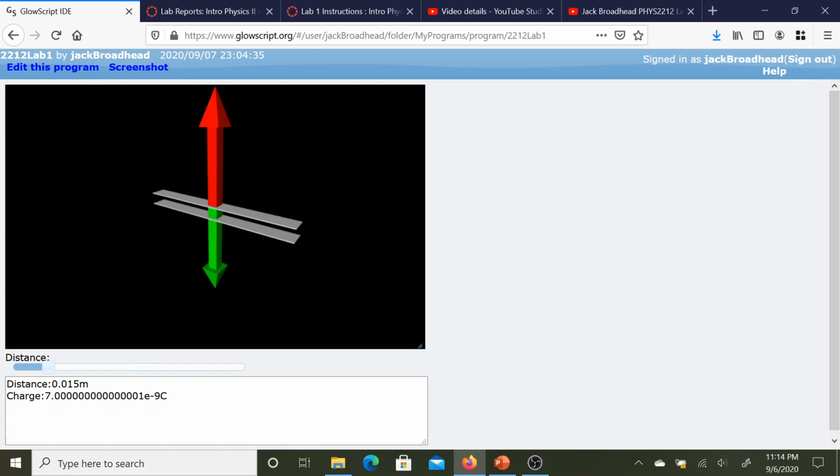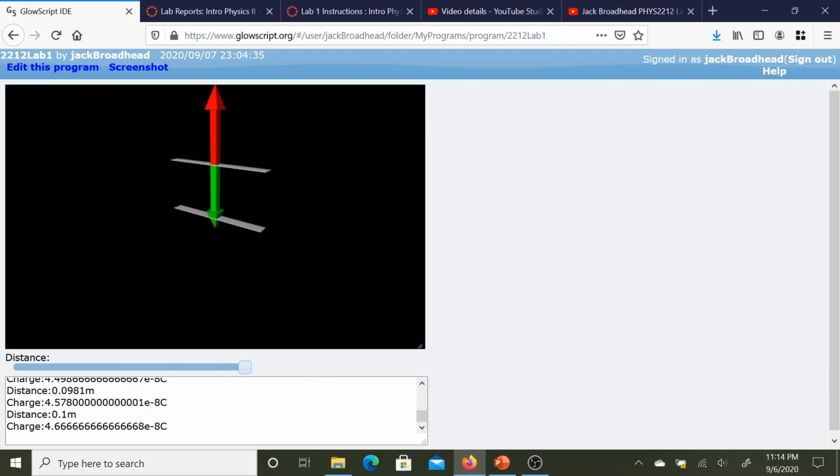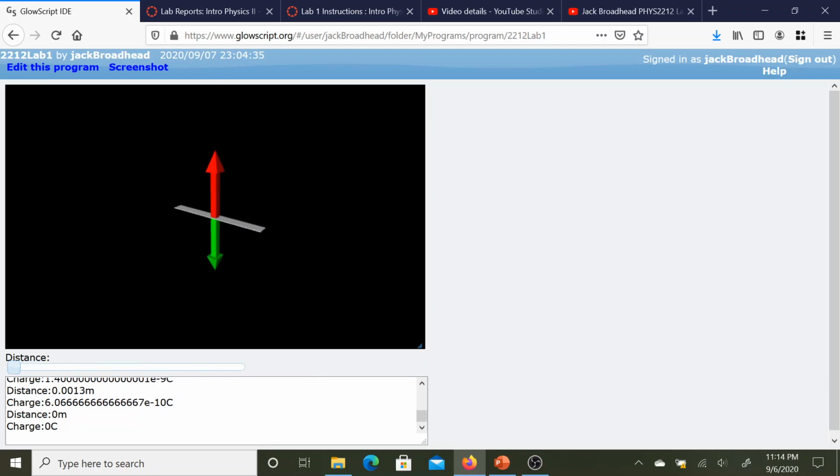I have it default to the distance I found, and it on its own calculates exactly the same charge that I did, so this program is working. So if I increase the distance, the charge has to go way up, which makes sense. And if the distance is 0, then there's no charge, which makes sense.